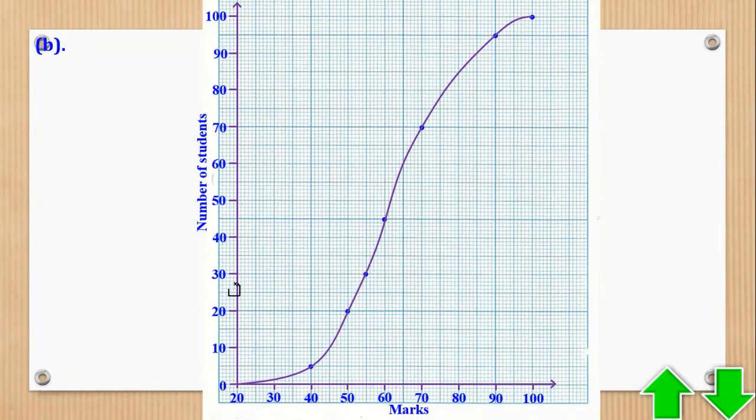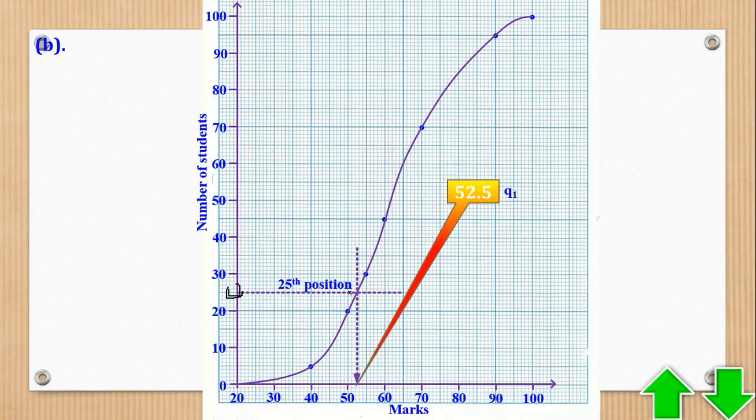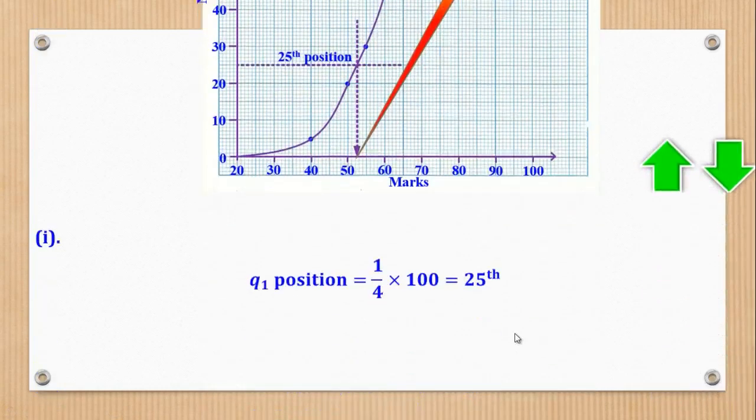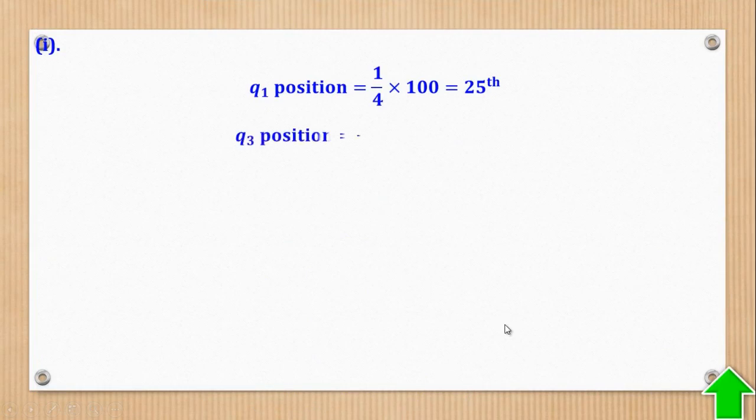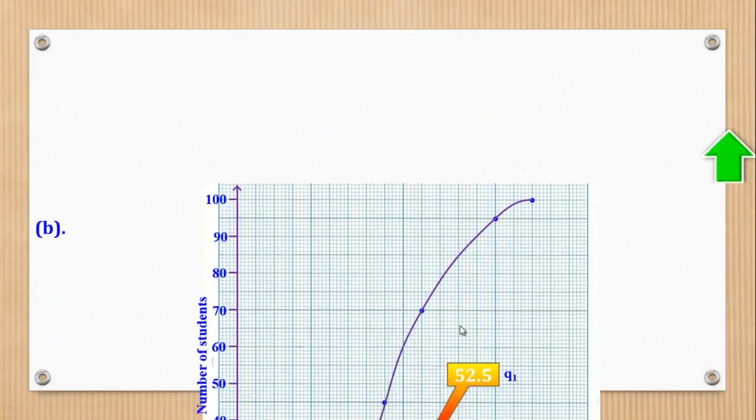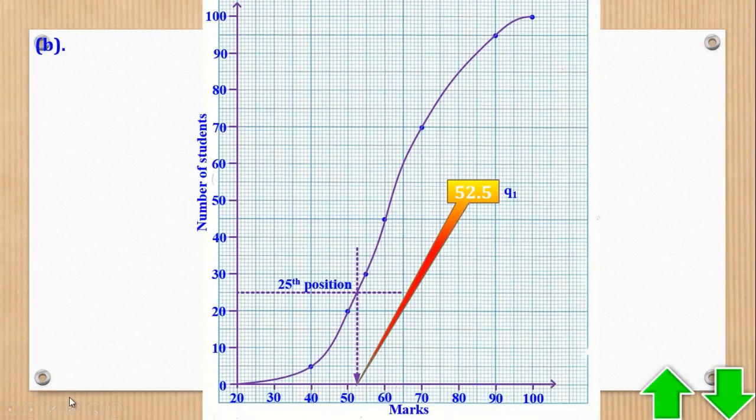It is somewhere there. Then draw a horizontal line to meet the curve. Then take a vertical line downwards to meet the horizontal axis and read off that value, and that will be your lower quartile. But we also need the upper quartile, so I'll come back and get the upper quartile position, which is 75. So I'll come back to the graph and locate 75.